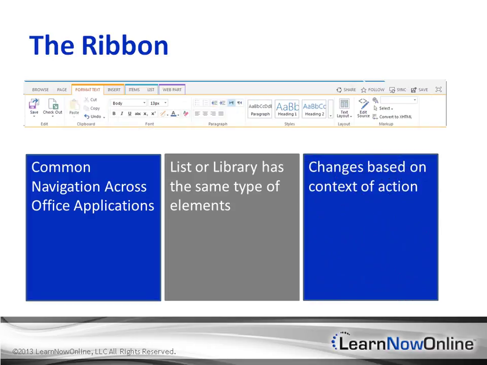The other thing about the ribbon that's known in Office is that it changes with the context of your actions. So in this case, I'm editing the text within a page on the SharePoint site. I am presented with the option to format text, to insert an item, the items and list, or actually features of the web part, which is the library on the page. Now let's take a look at how we put this all into action.